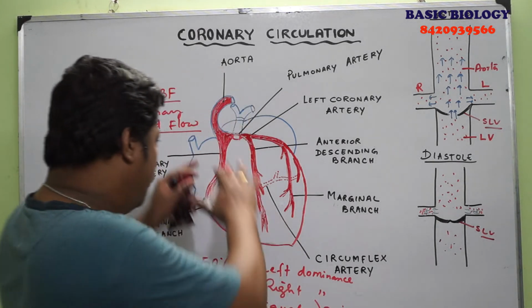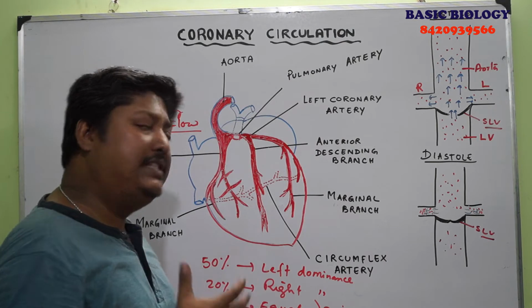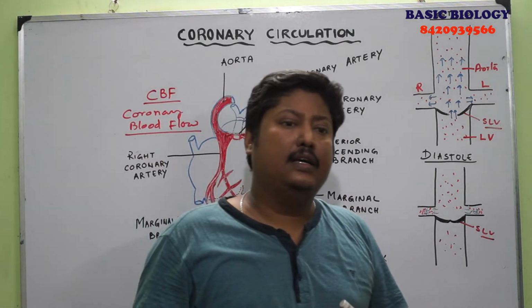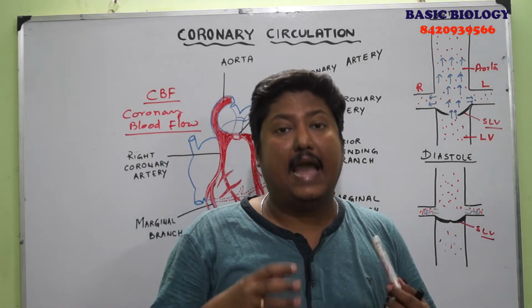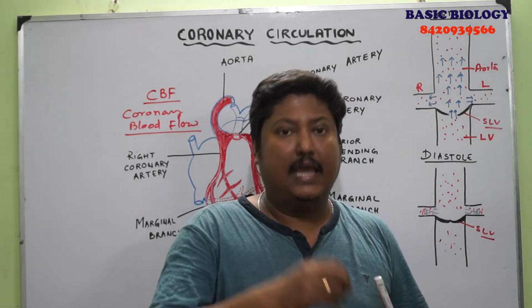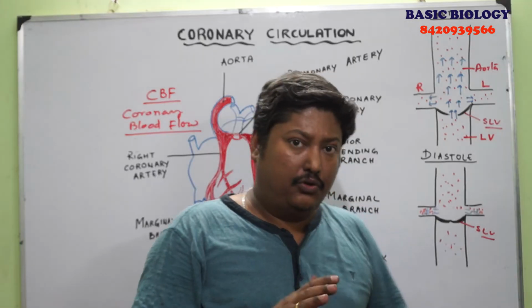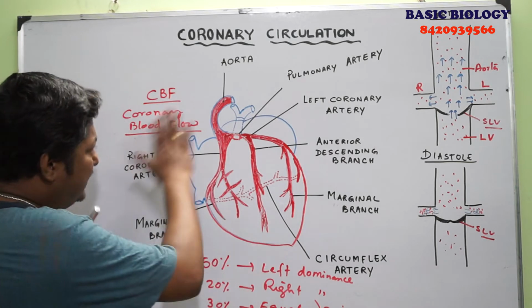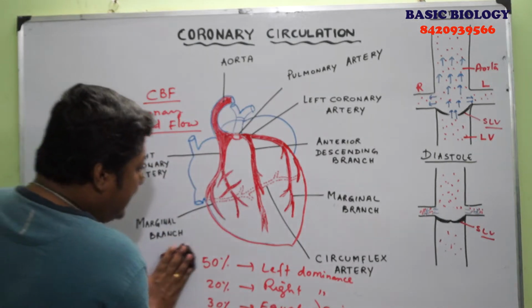Now, after the circulation, the deoxygenated blood enters the atrium via the coronary sinus and anterior cardiac veins. So, if we see the whole circulation process, it is like that.